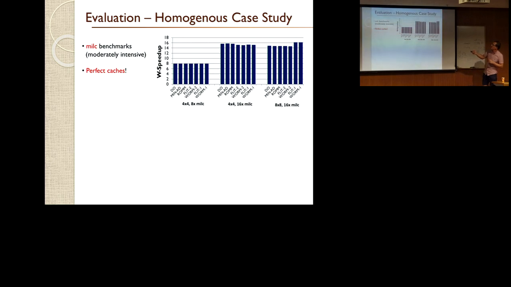These are the buffered versions: dimension order, minimal adaptive, and ROMM, which is another Valiant-like routing algorithm. And these are the bufferless versions. So there's a slight improvement with buffering, but not much. That's the key realization over here.